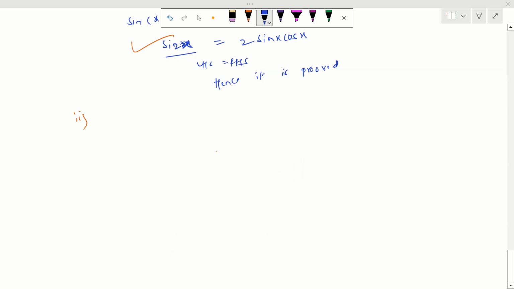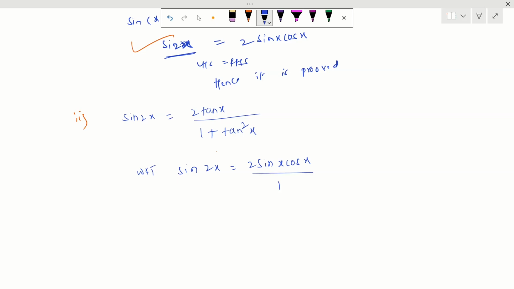Okay, come to the second one. We need to derive sin 2x is equal to 2 tan x divided by 1 plus tan square x. Already we derived here that sin 2x is equal to 2 sin x cos x, is it right? Here the denominator term will be 1.